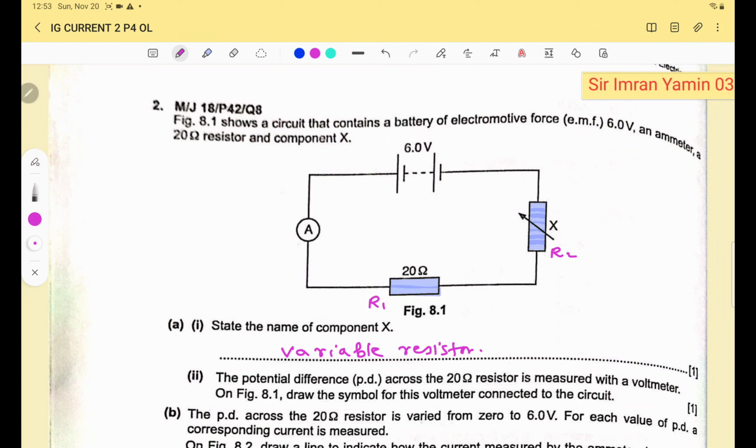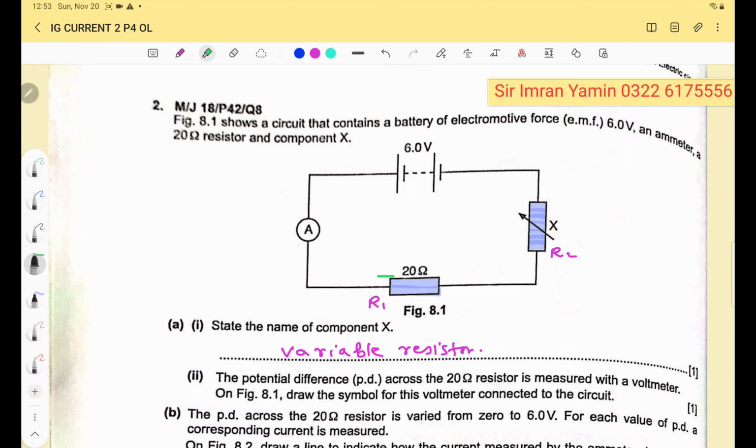And the question is: the PD across the 20 ohm resistor is measured with a voltmeter. Draw the symbol for this voltmeter. It means if you have to measure the voltage or PD across the 20 ohm resistor, then we will connect a voltmeter in parallel. So this drawing shows the parallel connection of the voltmeter.